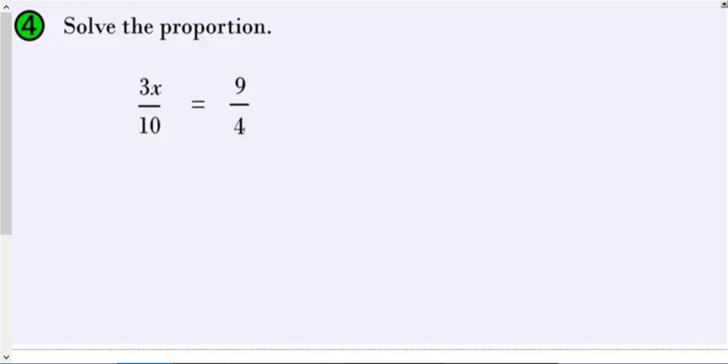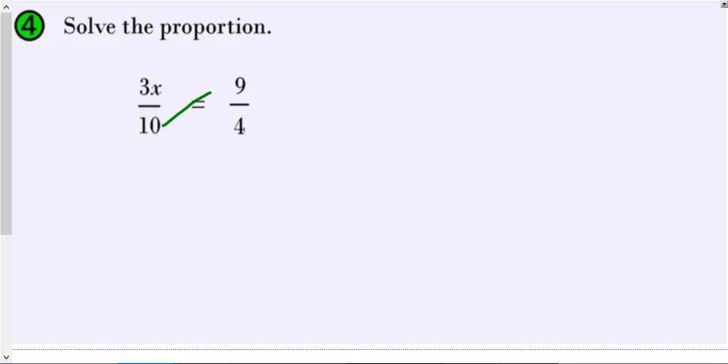Alright, now here's some new examples for solving proportions, and these ones are a little bit different because we have this 3 times x, but we're actually going to solve them the exact same way using cross products. On this one you can either pause and try this on your own, or you can go through it step by step with me here.